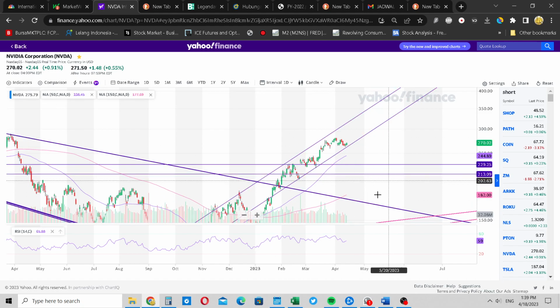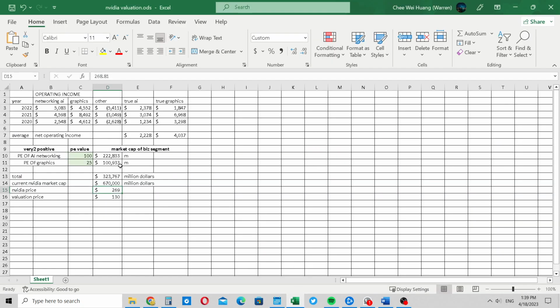Okay, so Nvidia, we did the cover, we gave it a 25 PE, it's only about $130, so we don't see where the hype is coming from lah. We don't really see the hype. Why is it so high? Maybe if you give it 200, yeah, 200 is still not enough. 250 lah. Yeah, 250 PE lah.